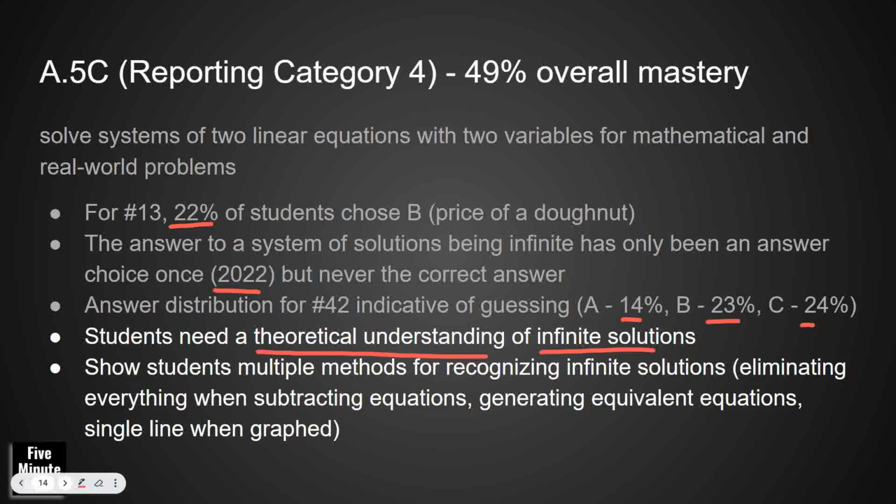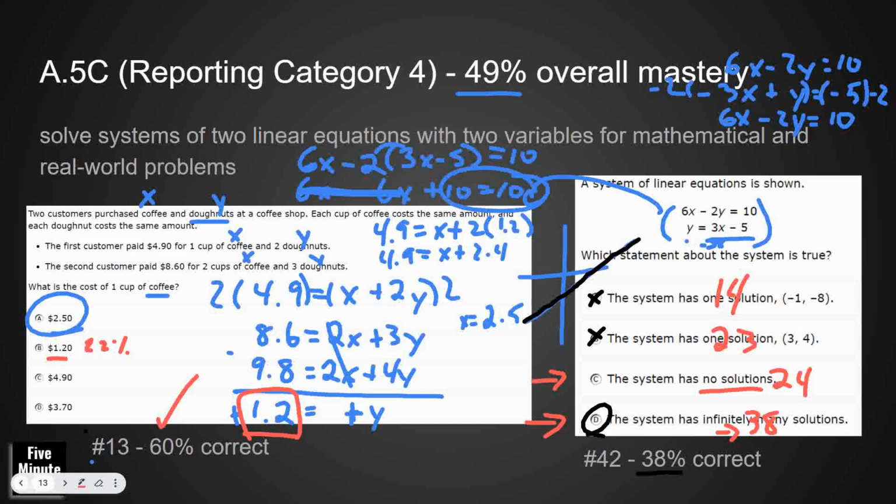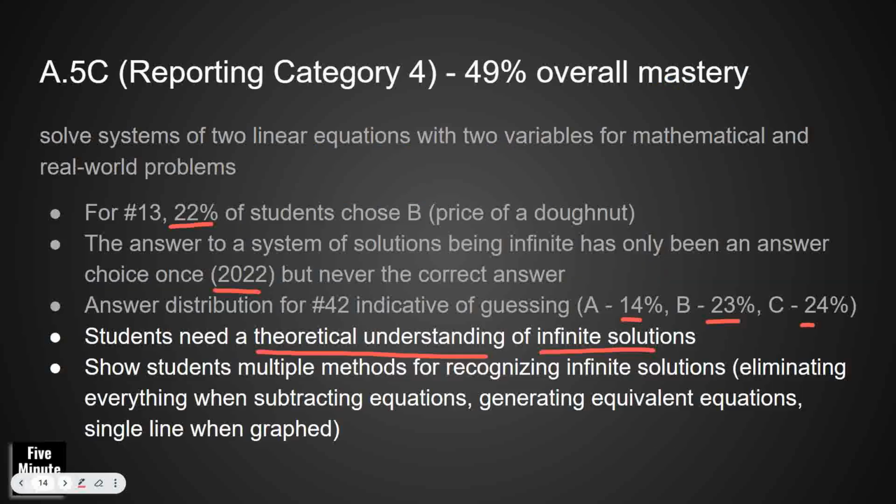We need to graph it. We need to see what happens. And we need to show them, like I did, multiple methods for recognizing infinite solutions, right? So we eliminated everything when subtracting the equations. We generated equivalent equations. It's a single line when graphed. There's multiple ways to do it, but there should be some red flags for us so that we can help them understand when you have no solutions or when you have a system with infinitely many solutions in addition to your traditional one solution system of equations.